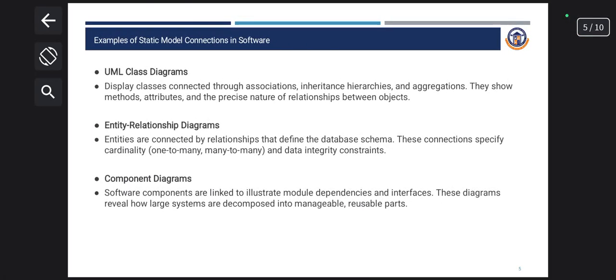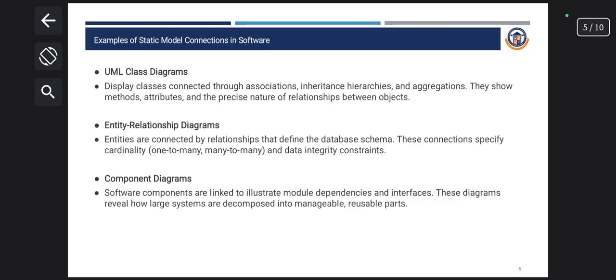The next one is examples of static model connections in software. Here are some example UML class diagrams. Classes are connected through association, inheritance, and aggregation. This shows attributes, methods, and relationships, helping developers understand dependencies. They show methods, attributes, and the precise nature of the relationship between objects.